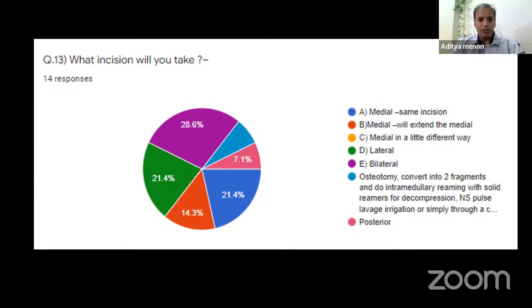Majority of the people, 28%, I would say majority, but a lot of the delegates wanted to go bilaterally, laterally, and medially. 21% each went for a medial incision, same incision, and 21% said lateral. There was one option which read osteotomy, converting it into two fragments, then a reaming, and then lavage.